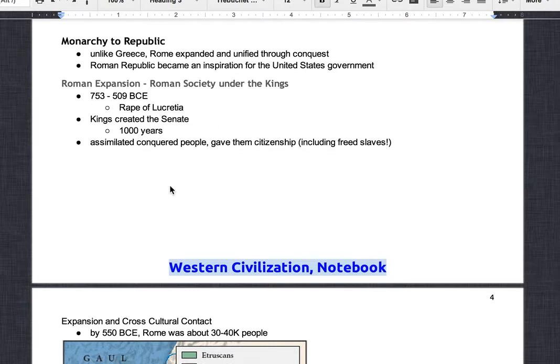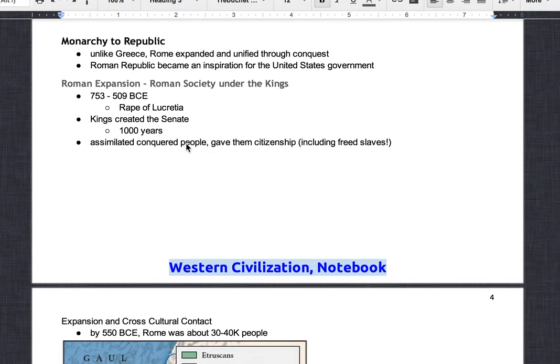What we do know for sure is that the kings of Rome created the Senate, which is a collection of representatives from aristocratic families, somewhere in this time period of 753 to 509 BCE. The Roman Senate was created. I've written here 1,000 years, because the Roman Senate lasted for nearly 1,000 years.